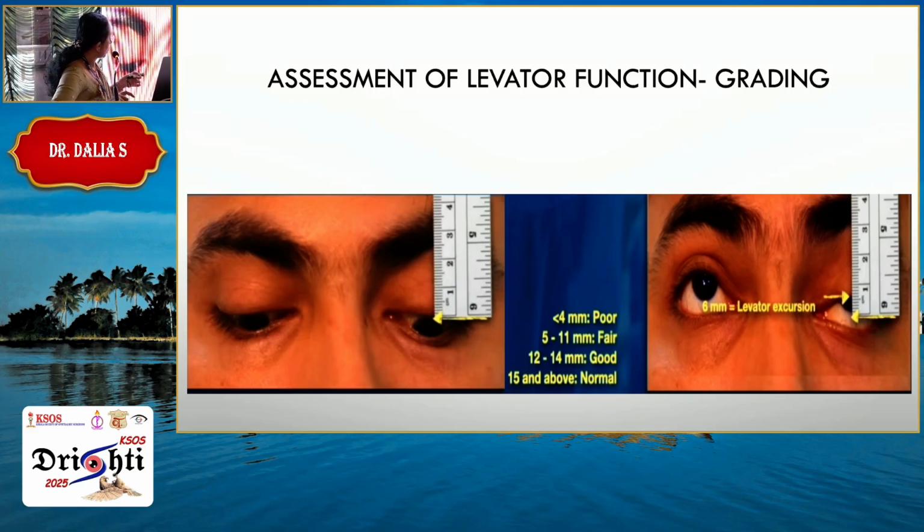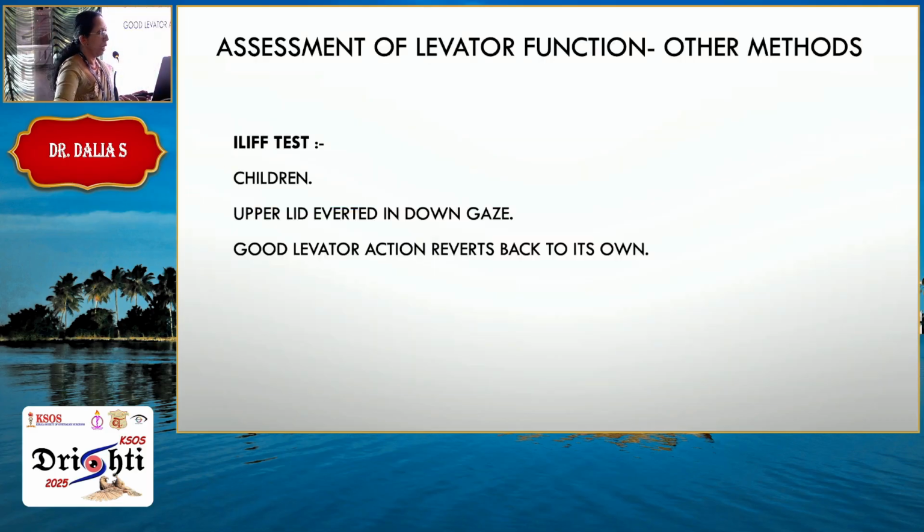As you can see in this picture, this is the initial measurement, and there is an excursion of 6 millimeters, so there is a fair levator function for this patient. In children and other patients who are not cooperating, you can also assess the levator function by what is called the ellipse test, where the upper eyelid is everted in down gaze. If there is a good levator function, it will revert back on its own.